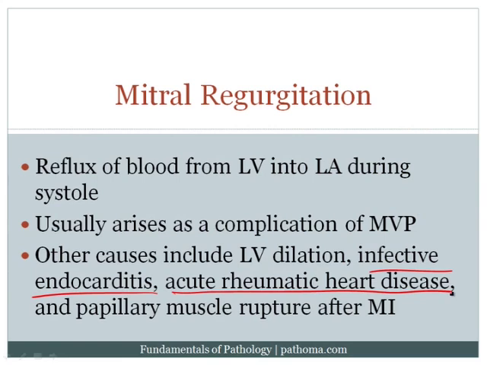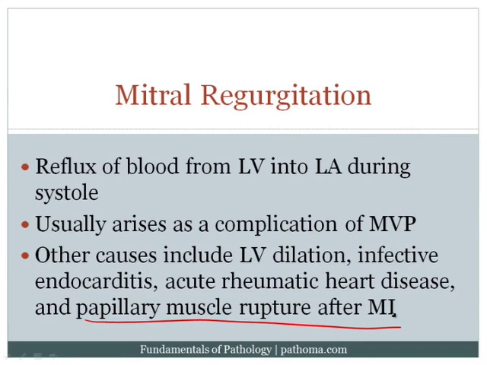Remember that in acute rheumatic heart disease, the most commonly involved valve is the mitral valve, and the most common complication is where you get those little vegetations on the valve, resulting in mitral valve regurgitation. And finally, papillary muscle rupture after a myocardial infarction can also give you mitral valve regurgitation.